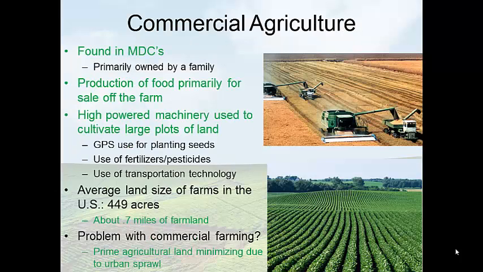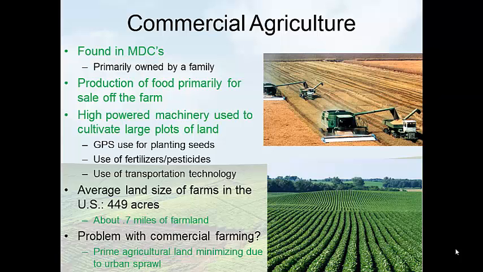Again, these are found in MDCs. They're primarily owned by one main family. The production of food is primarily for sale off the farm. It's not really used for people who live on the farm. They use high-power machinery to cultivate large plots of land through the following means: GPS for planting seeds in precise locations, the use of fertilizers and pesticides, and the use of transportation technology. The average land size of a farm in the United States is 449 acres. What that means to you is that's about 0.7 square miles of farmland per farm.